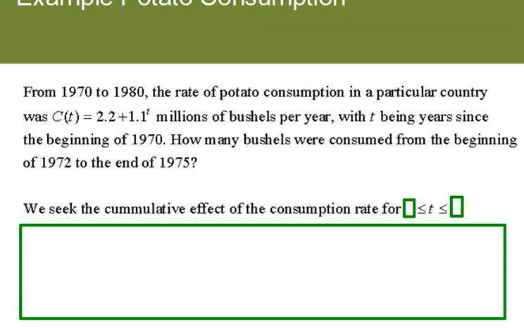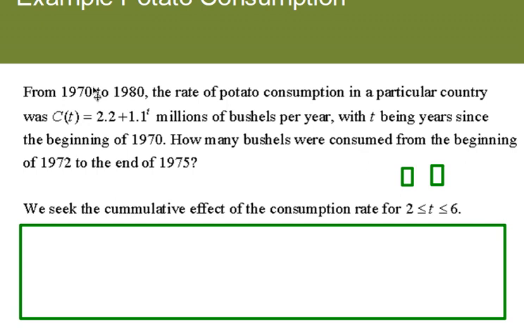So since this function is valid for 1970 to 1980, then when t equals 0 is 1970. What are my values of t that I would want to use? Since I'm talking about the beginning of 1972, I would start at 2. But I want to go all the way to the end of 1975, so be very careful of that. It is not 5, because that would be the beginning of 1975. So if I want to go to the end of 1975, we would be talking about basically the beginning of 1976. So we're looking from years 2 to 6.